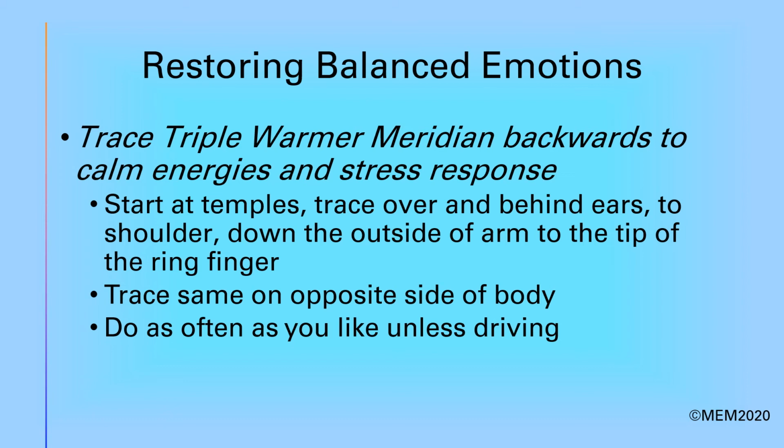Tracing triple warmer backwards to calm your energies and your stress response. And you can use this for any emotion that's out of control, but it's really good for fear. You're going to start at your temples, right at the temple, and you're going to trace backwards over the ear, behind the ear, down your neck to your shoulder, and down the back of your arm and off the back of your ring finger.